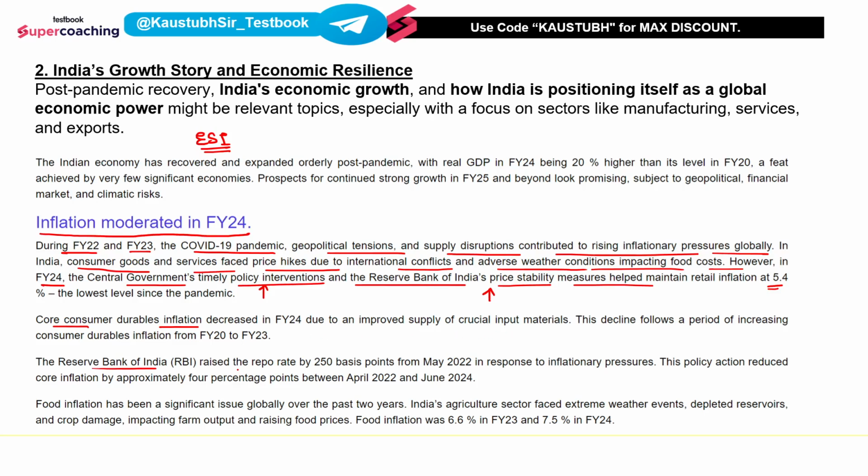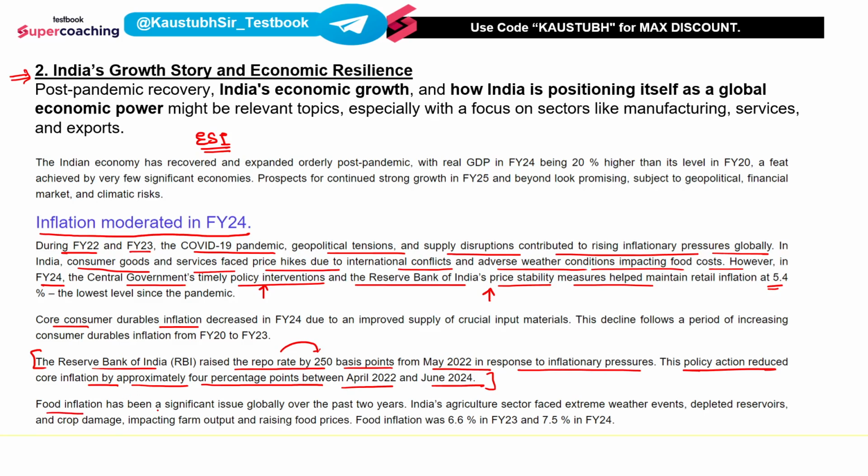Also, we can talk about how RBI raised the repo rate by 250 basis points from May 2022 in response to this inflationary pressure. So what exactly was done by RBI, you can mention in one or two sentences in your essay. That will be a very important point. Core inflation, this policy action reduced the core inflation by approximately 4% point between April 22 and June 24. So as you can see, this is again a point which you can use not just in this particular essay, but in any other essay which talks about how RBI is responsible, or how RBI functions in a way to control inflation in the country. So you can give these examples to justify your statements.